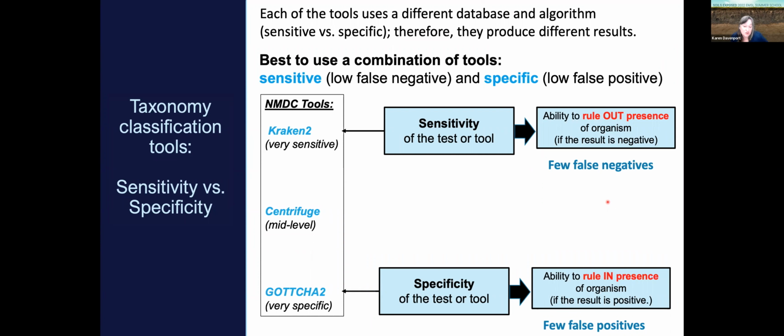A sensitive tool or test allows you to rule out the presence of an organism if the result is negative. So you get very few false negatives, but you can get a lot of false positives. The flip side of that coin is a very specific tool allows you to rule in the presence of an organism if the result is positive. So you get very few false positives, but you can get false negatives. And so that's why it's best to use a combination of tools.